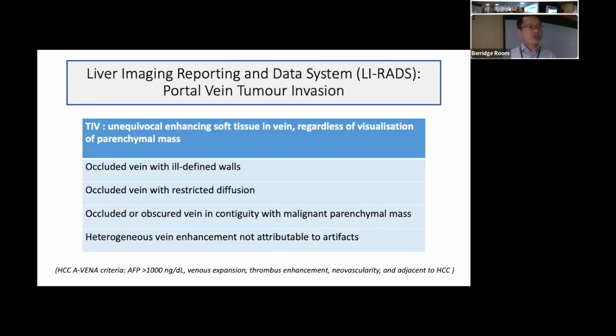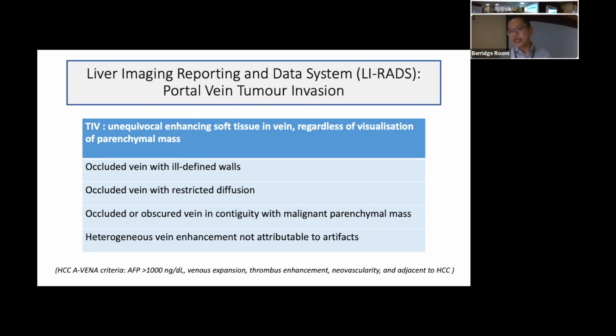I won't go into this in much detail, but it's very important, obviously, to distinguish bland thrombus versus tumor thrombus. And this is the LI-RADS classification and/or recommendation. Tumor in vein: they need to have unequivocal enhancing soft tissue in the vein, regardless of whether you can see the primary mass. And if you don't see that, then obviously there are other factors that you could consider: whether the vein is occluded with ill-defined wall, restricted diffusion, whether there is primary malignancy seen, and also whether there are any artifacts that may be associated with it.